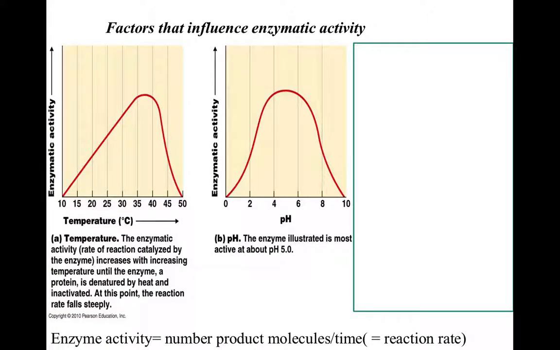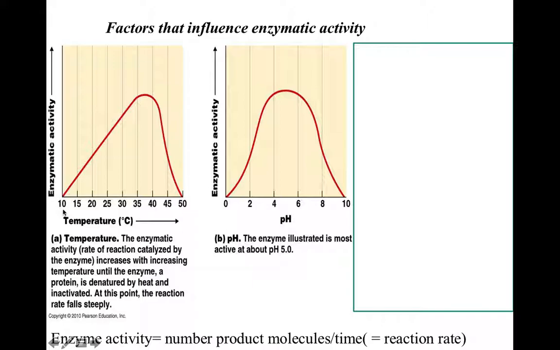This is kind of an important topic, and I usually ask one or two questions on enzyme activity as it's influenced by temperature or as it's influenced by pH. So let's take a look at these graphs. This first graph on the y-axis says enzyme activity. Let's presume this is reaction rate, the number of products per, say, second. And then we're looking at reaction rate as a function of temperature.